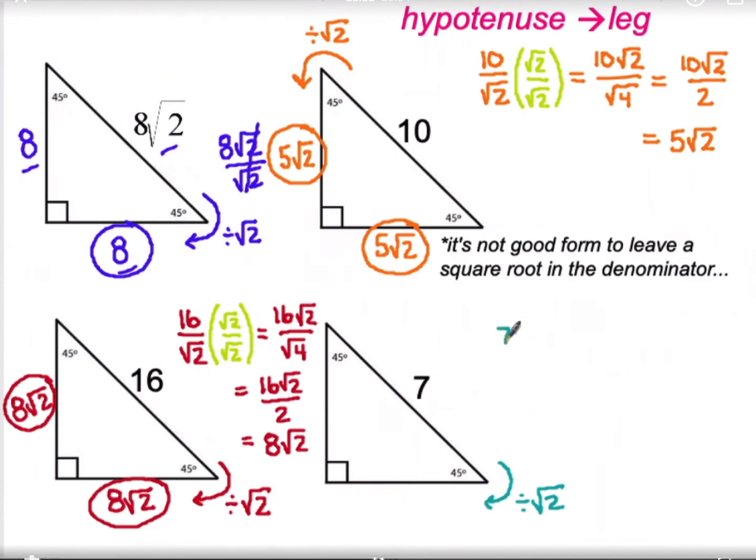Let's try this one. 7 divided by the square root of 2. You'll get partial credit for writing that. That's the correct number, but it's not in good form. Makes math teachers cringe. So we are going to rationalize the denominator. That just means we're going to make the denominator a rational number. Square root of 2 is irrational.